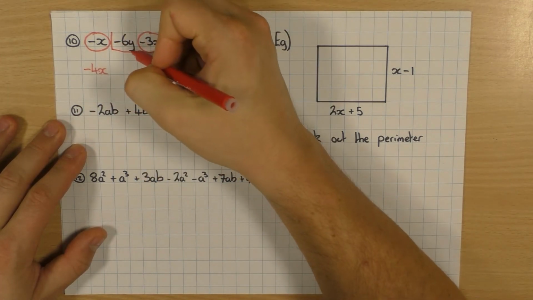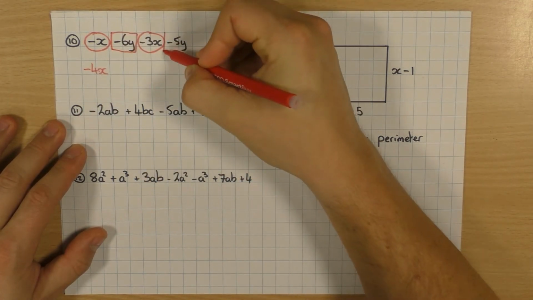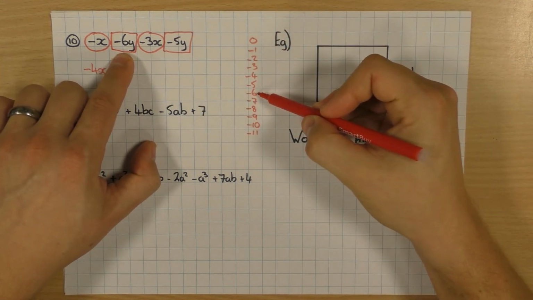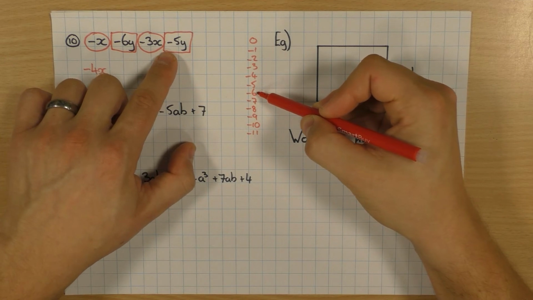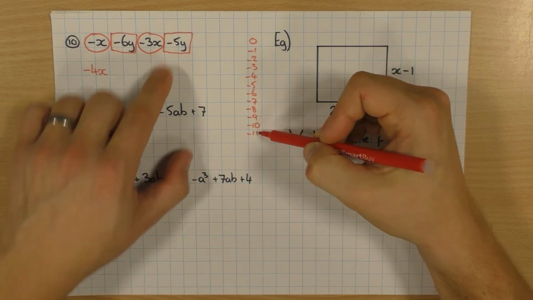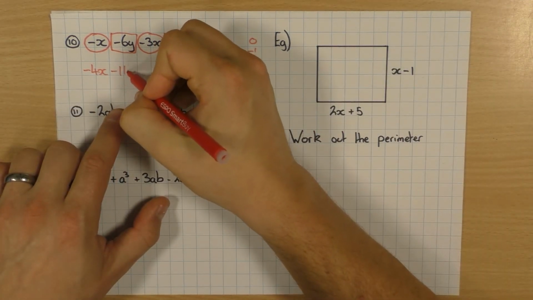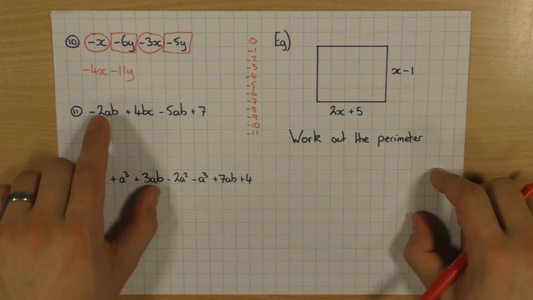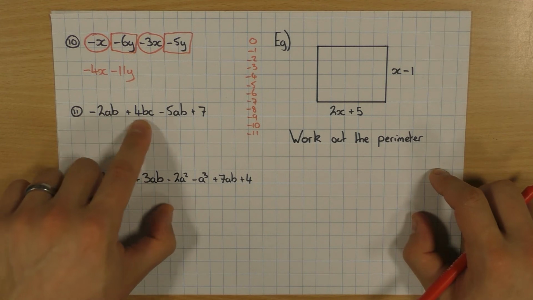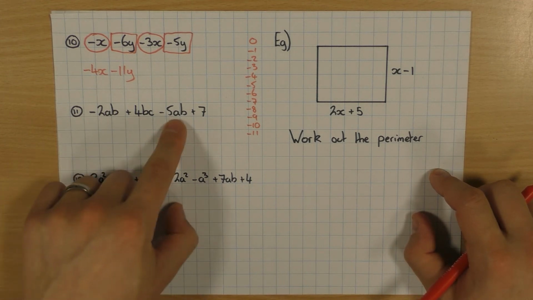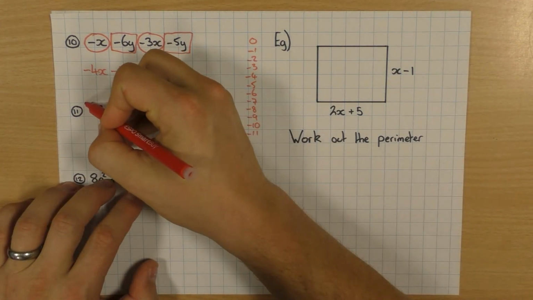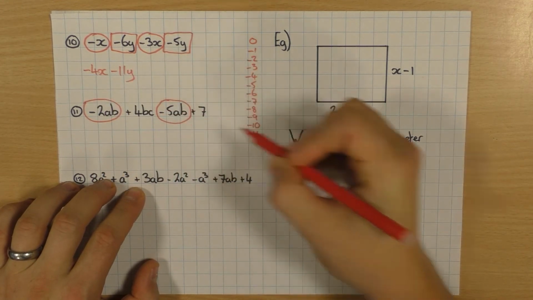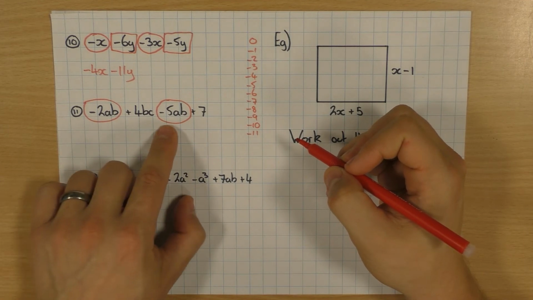Now let's have a look at the y's. So first one's minus 6, I'm starting at minus 6, and I take away 5. 1, 2, 3, 4, 5, I'm on minus 11y. And we're done. This one here, let's have a look. I've got AB. That's a BC, so they're not the same, but I do have an AB there. So again, I can circle these because they're the same. I can simplify them.